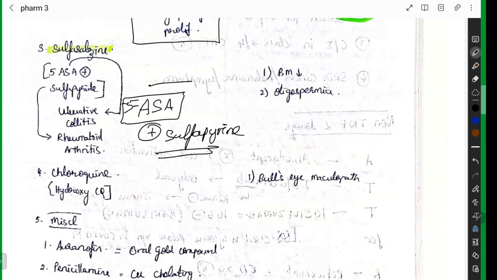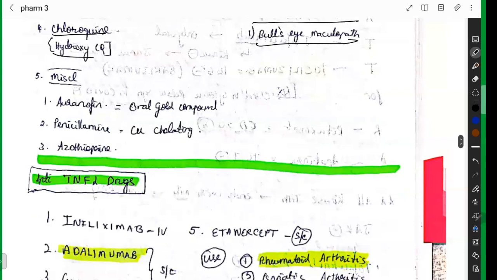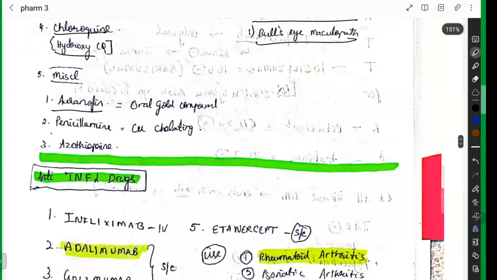Clear? Next, you have chloroquine. That is also given as a drug of choice. But in chloroquine, what is the problem? You can have bullseye maculopathy. Bullseye maculopathy is a problem with chloroquine. Now coming to the miscellaneous drugs, you have auranofin, penicillamine, and azathioprine. Penicillamine is a copper chelating agent, and auranofin is an oral gold compound.